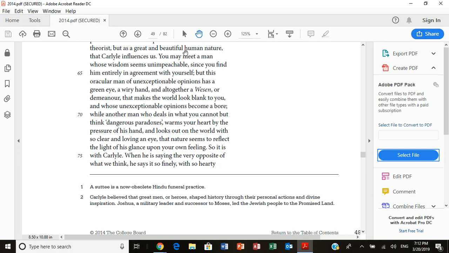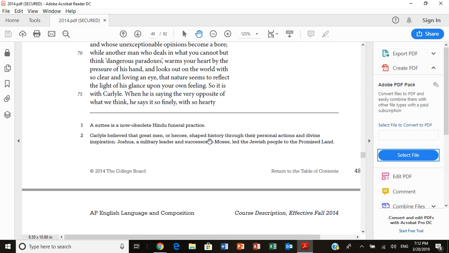Now we get the semicolon and we see the comparison. While another man who deals in what you cannot but think dangerous paradoxes. Okay, so you don't agree with him necessarily. You think, oh, I don't know that I agree with that. That guy, another man who deals in what you cannot but think dangerous paradoxes, warms your heart by the pressure of his hand and looks out on the world with so clear and loving an eye that nature seems to reflect the light of his glance upon your own feeling. Well, you think, I don't know that I agree with that, but as you read this author, not the one you agreed with, but the one you kind of question, you are moved to see the world in a new way.